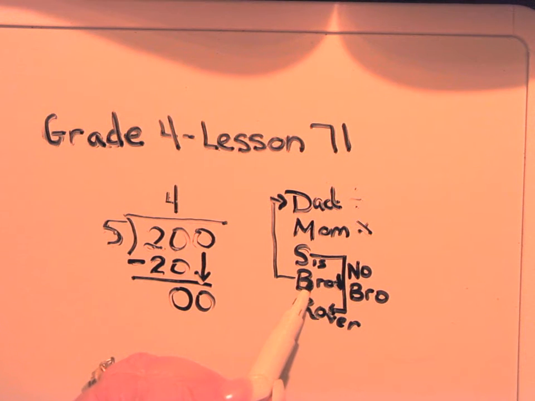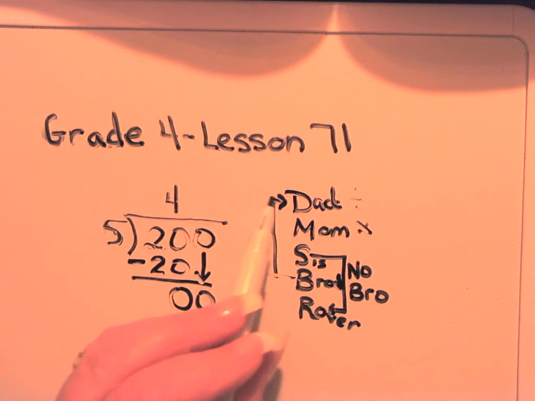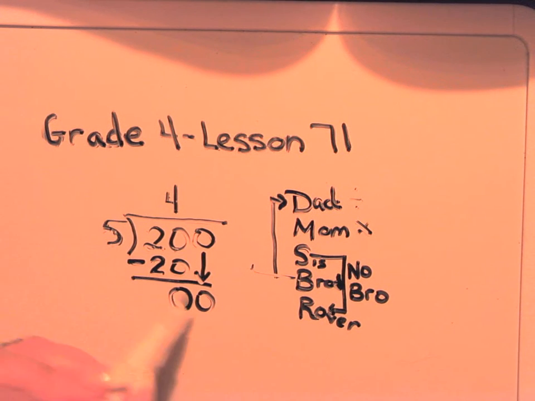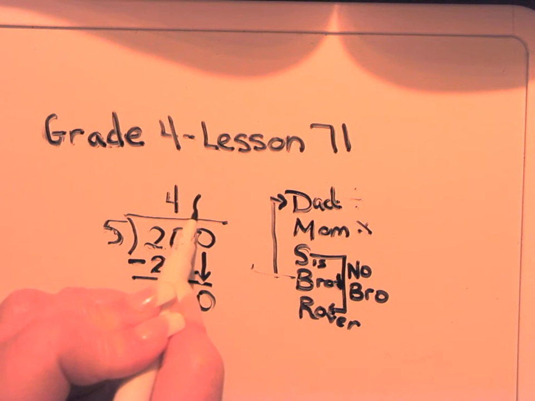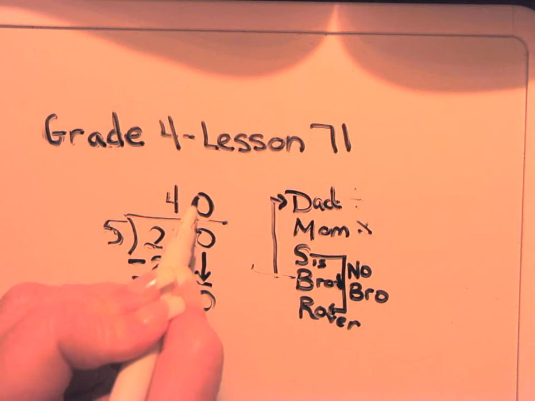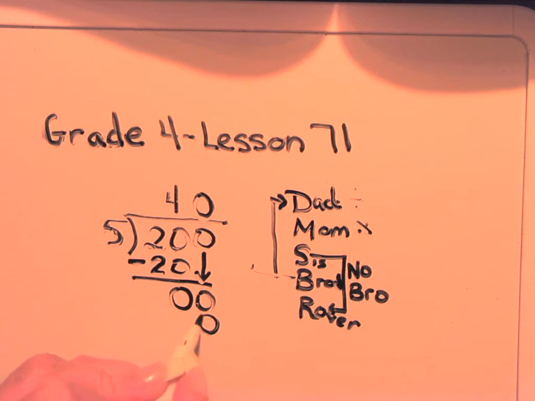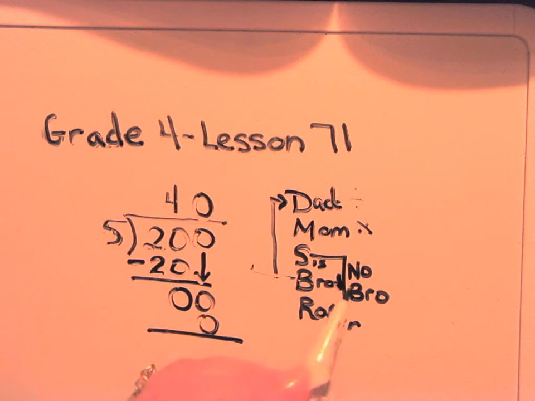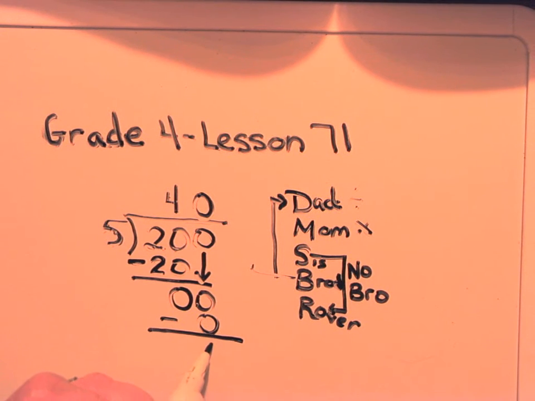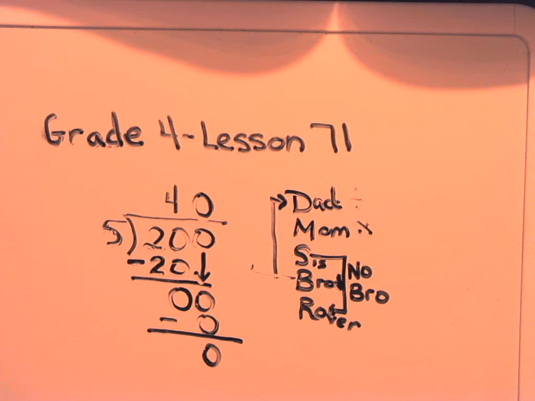Here's our process. We brought a brother down, so we need to go up to dad. How many 5s can we get out of 0? 0. So 0 goes above the brother that we just brought down. Now we do mom again: roof times the door ends up on the floor. Sister, subtract, and we get 0 left over. We don't have a brother to bring down, so rover is left over, or our remainder. So our remainder is 0.